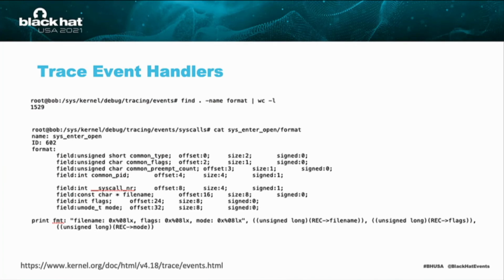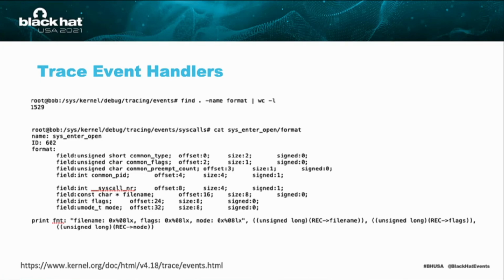To find all of the functions that are available as these event tracing handlers or ones you can hook, you'll want to look for format files under the directory. In this case, on this test VM, there were 1,529 of them. If you want to see which parameters are available for a particular function, go to the directory for that function and then cat the format file.